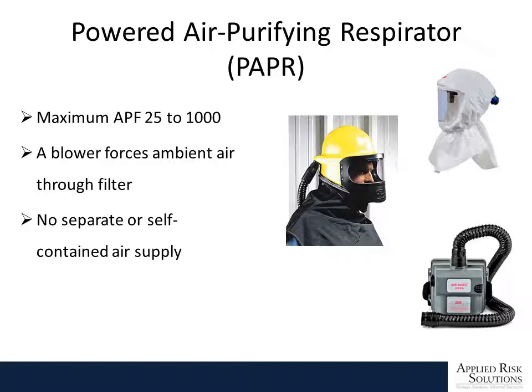These have a maximum APF of 25 to 1000. Basically, a blower forces ambient air through a filter and keeps positive pressure in the mask or in your respirator. The reason these have a higher APF than just a regular respirator is that it provides that positive pressure so that you have zero opportunity when you pull in air for it to be pulled around the mask. Most respirators that are not air supplied, when you pull in, it sucks up against your face, and you have some small amount of air that is not going through the filter that's pulling into the mask.